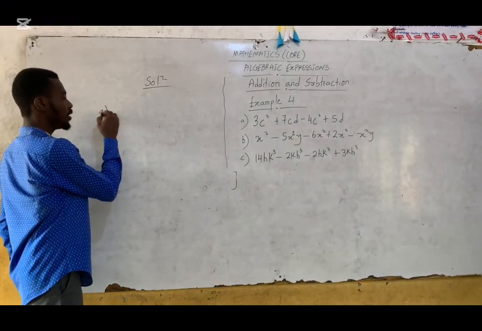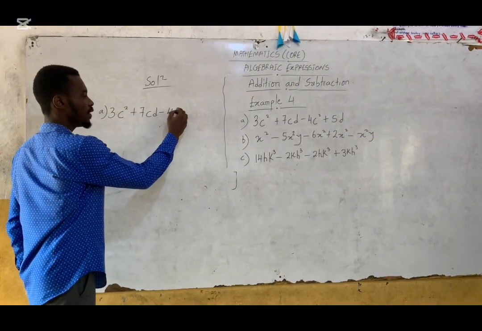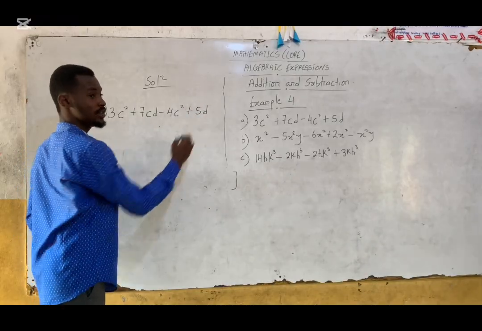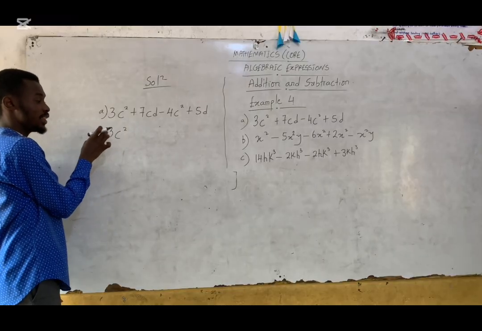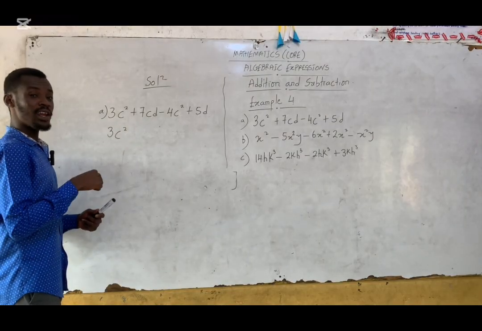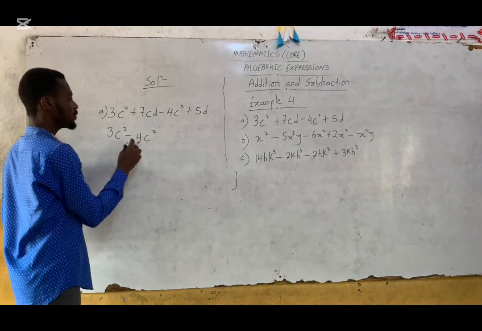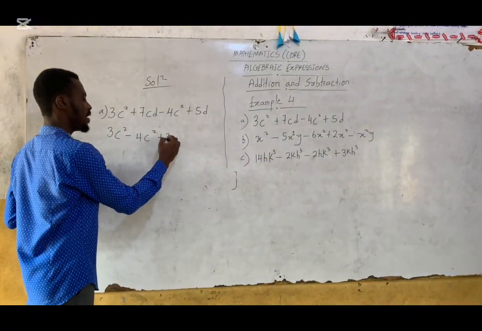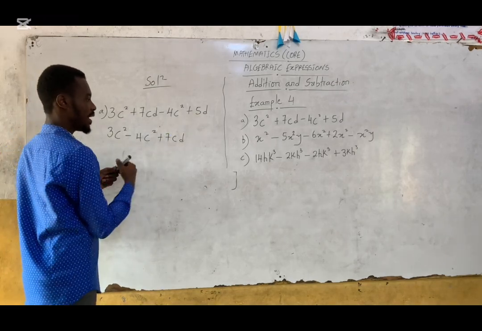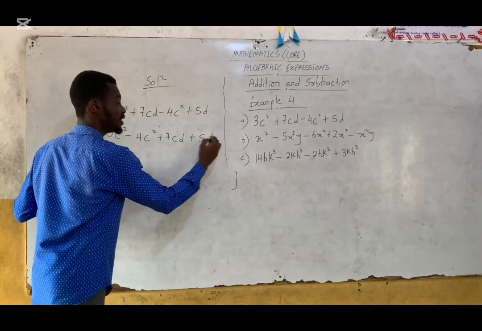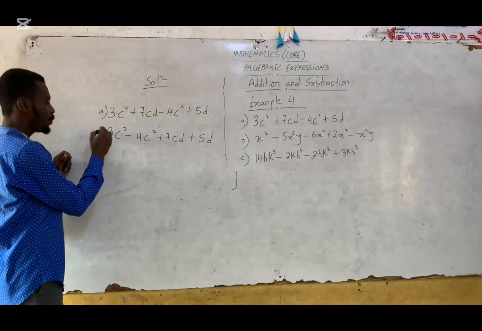Alright, so A, we have 3c squared plus 7cd minus 4c squared plus 5d. As usual, we take the first term, 3c squared. So we look for another with c squared. That is negative 4c squared. The next one is plus 7cd. Do we have any other cd? No. But we have plus 5d. Are we done? Yes. We are done grouping like terms.